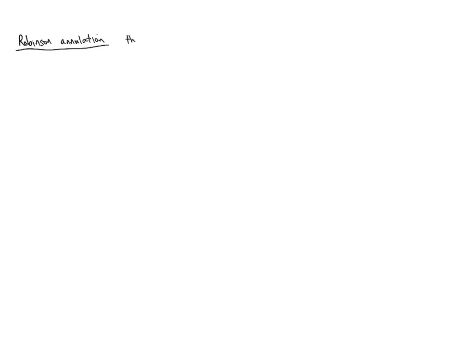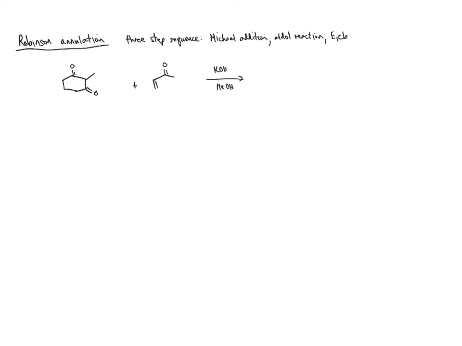So the Robinson annulation is a 3-step sequence. It's a Michael addition, followed by an Aldol, followed by an E1CB. Okay, so let's say we have this dicarbonyl here, and we react it with this alpha-beta unsaturated ketone. And we're going to use KOH in methanol. So just a base.